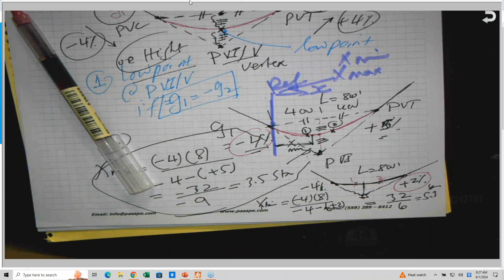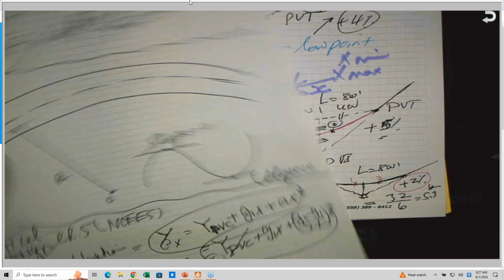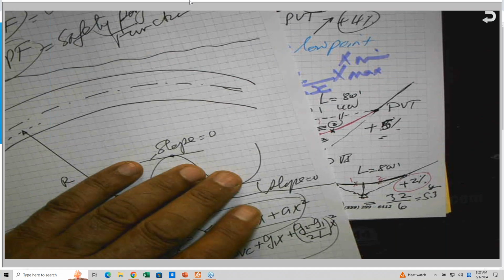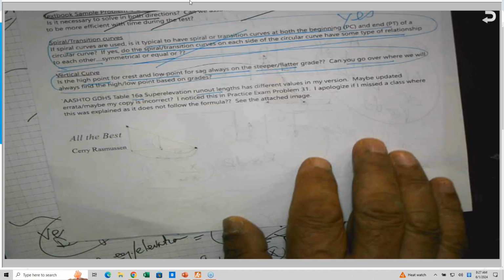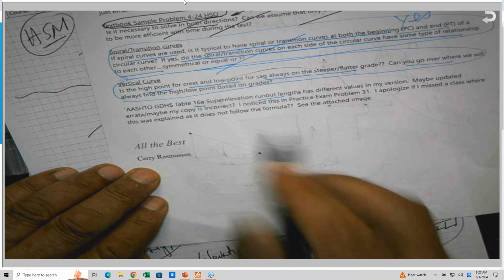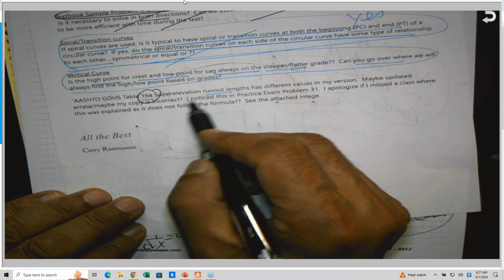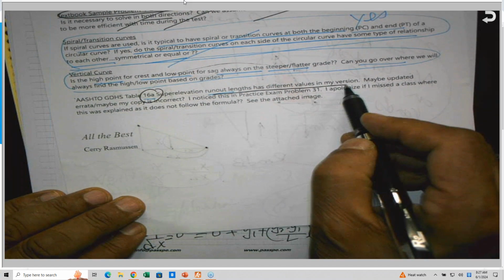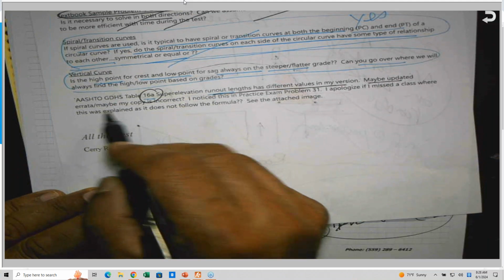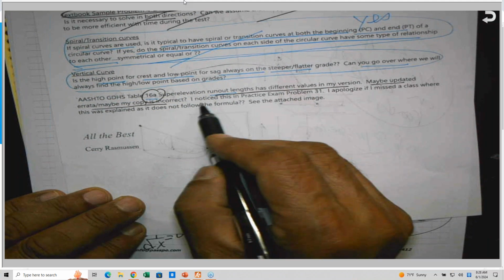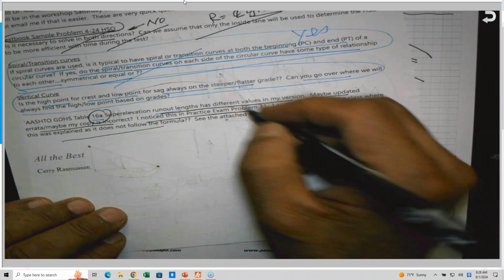Okay, so I believe I addressed all the questions that you sent to me, except there is one at the bottom here. You sent me the table, table 16A, which is the super elevation. The super elevation run rate has different values in my version, maybe updated errata and so on. I noticed that in the practice example, so no problem. Here we are talking about the super elevation.